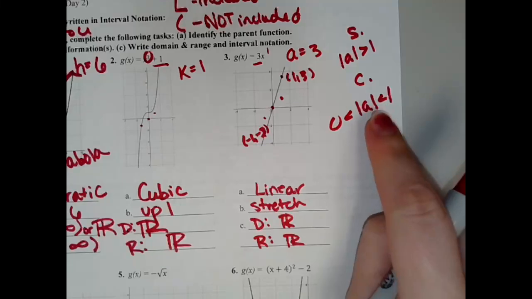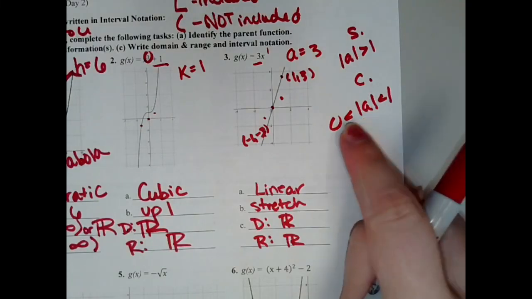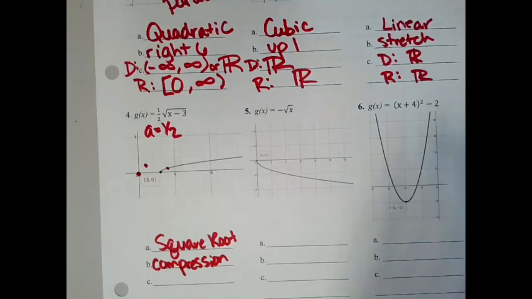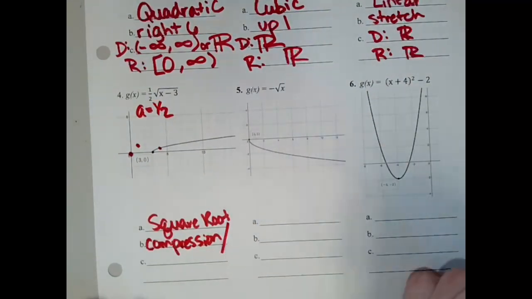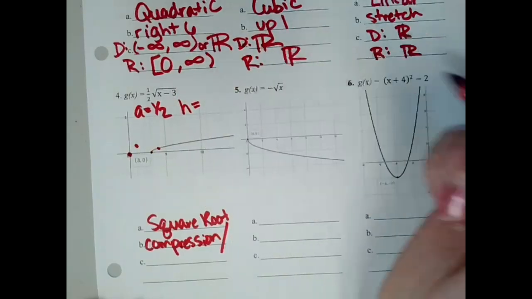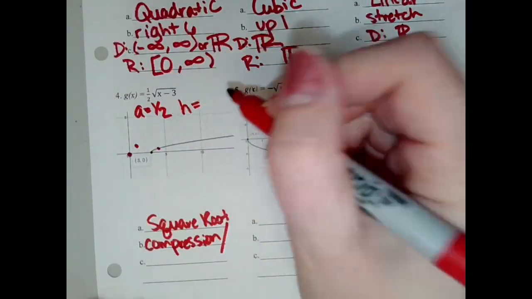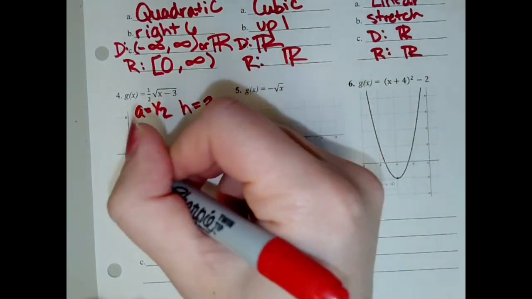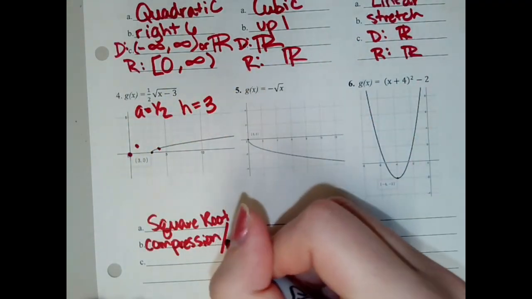Keep in mind what we talked about up here. It's a compression if the absolute value of a is between 0 and 1. 1/2 is between 0 and 1. That's not the only transformation, though. I also have an h value. h is a positive 3 because you have that sign change. You can also see you move graphically right 3.